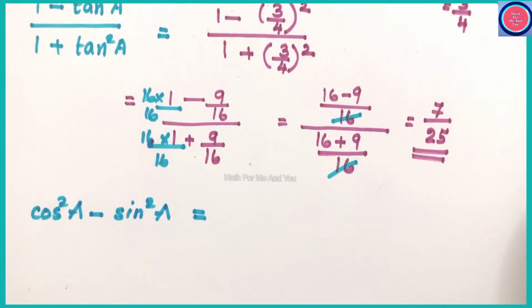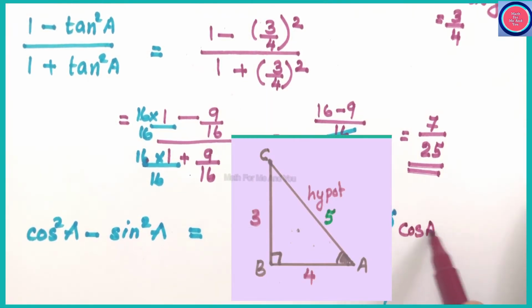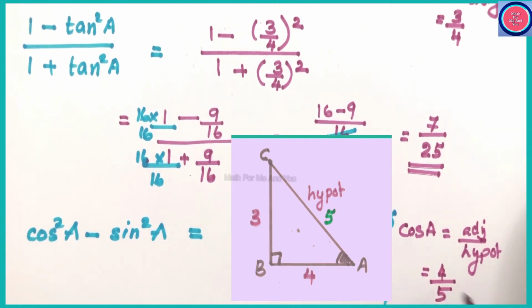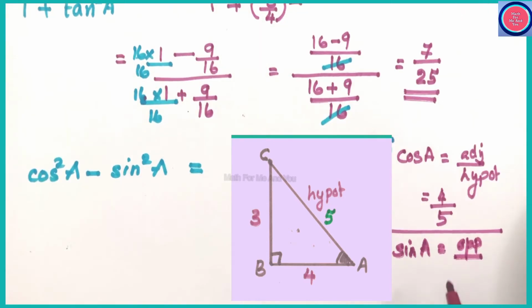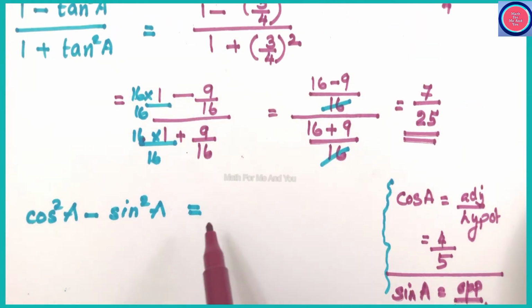Now we have to check whether this is equal to cos square A minus sin square A or not. For that we can use the right triangle and find cos A and sin A. Cos A is the ratio adjacent side to angle A divided by hypotenuse. From the right triangle, this is equal to 4 over 5, because the adjacent side is 4 and the hypotenuse is 5. Next we can find sin A. Sin A is equal to opposite side to angle A divided by hypotenuse, so we get the ratio 3 over 5.